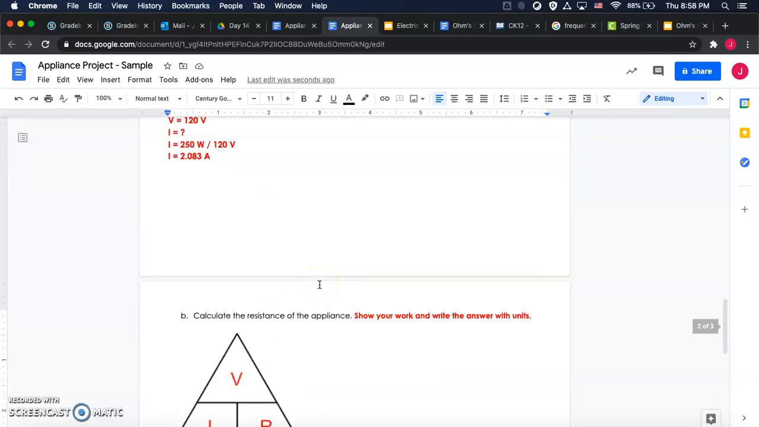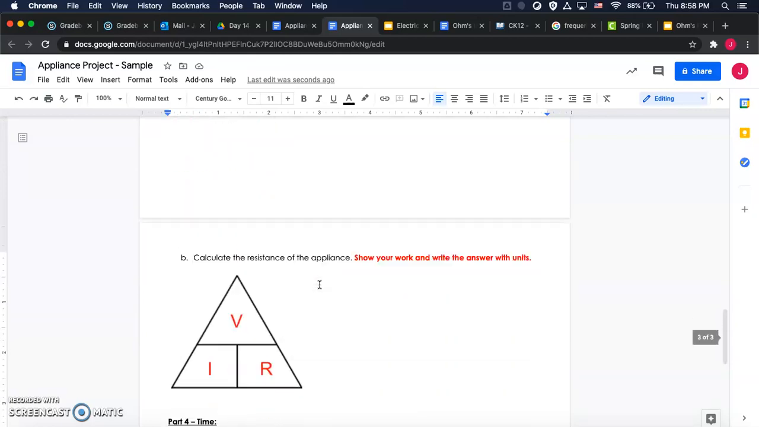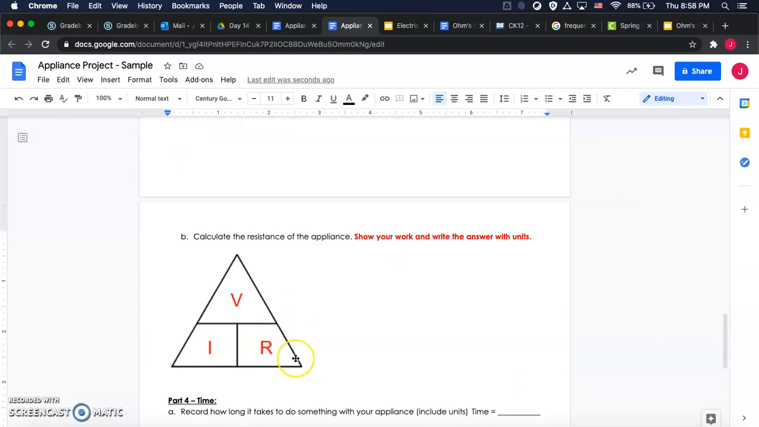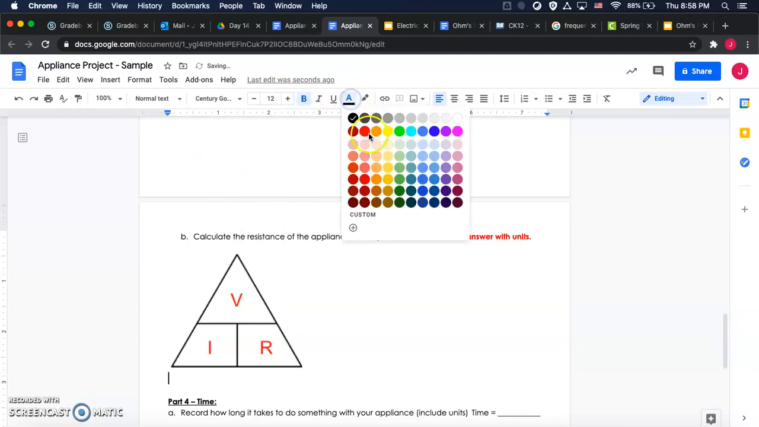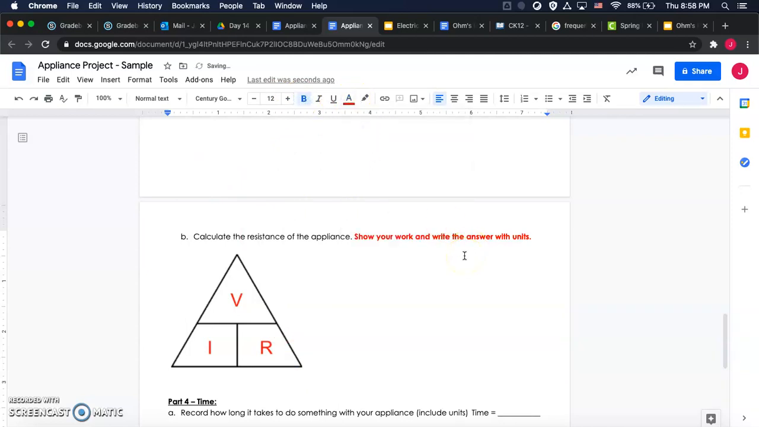Okay, first we're going to figure out our formula. So we're solving for resistance. Let me get my font and my color right. I want to do this in red. So resistance equals, I'm going to cover up R, I'm left with V and I. So resistance equals V over I. That's the formula that you'll use.